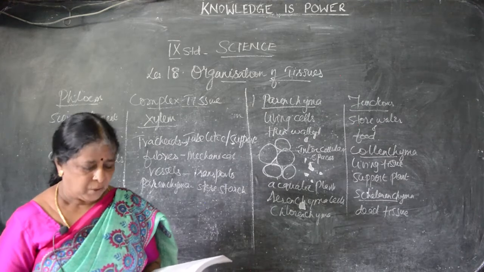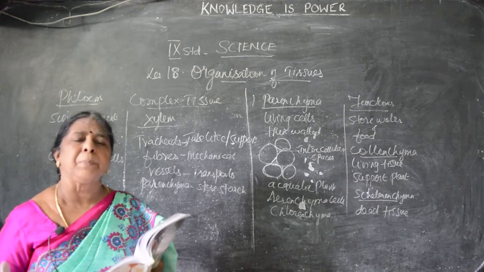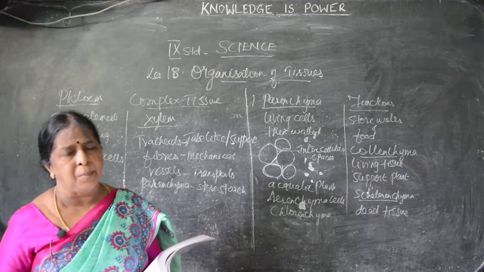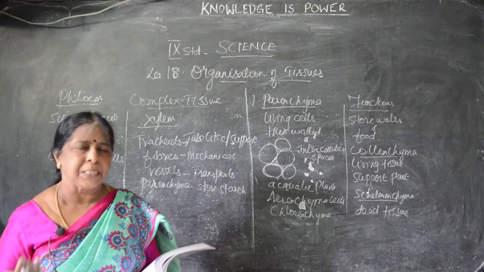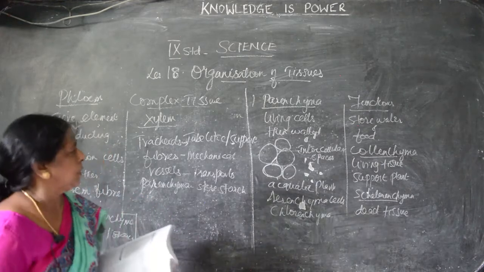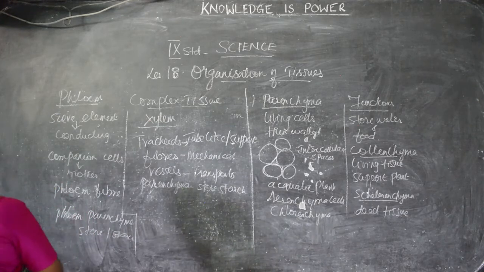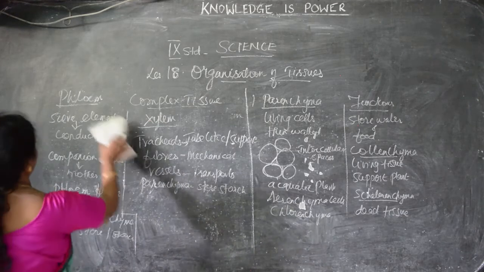Clear? What are the things? Animal tissue. Even human beings come under animal only. What are the tissues we have seen in the animals? All the tissues will be present in our human structure also. Clear? Shall I go for the other part? Animal tissues. It's on page number 214.